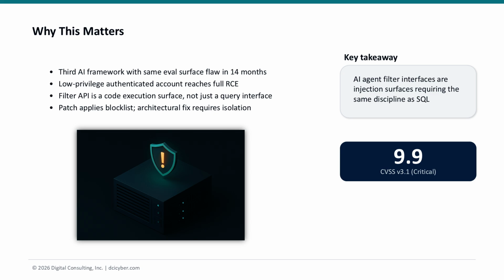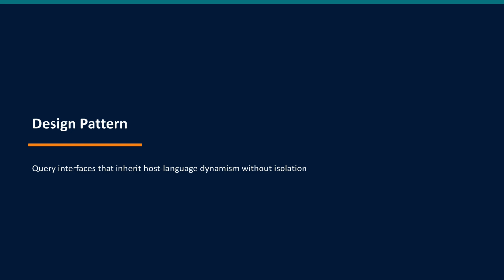A low privilege authenticated user, trial account, standard API key, compromised credential, can reach full remote code execution through the filter API. Not through the model, not through prompt injection. Through the VectorStore's query interface. The filter API is a code execution surface, and the patch applies a block list of dangerous attribute names. We'll cover why that's not enough in the remediation section. The architectural fix requires isolation, separating the query evaluator from the Python runtime entirely. That architectural fix requires understanding the pattern.